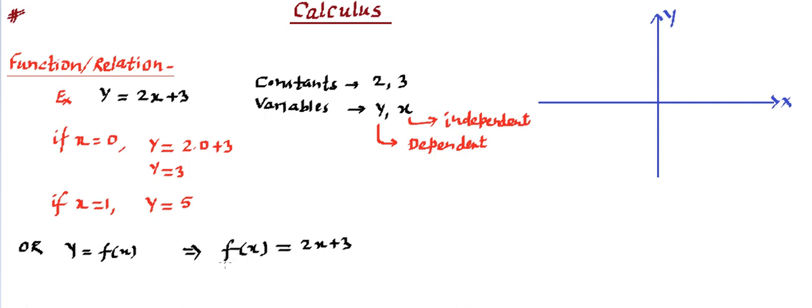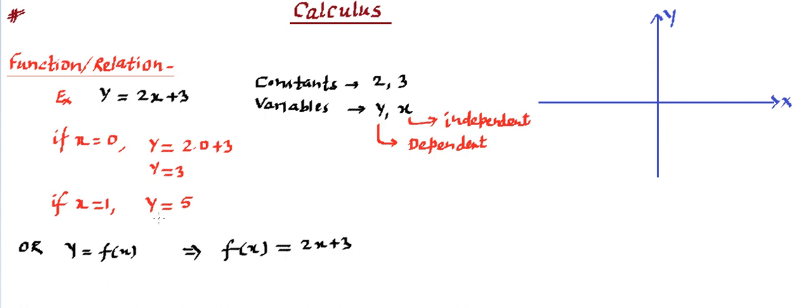So either we will be finding a relation like this or a function like this. f(x): f is for function. That is read as a function of x, and that function of x is 2x plus 3, right? Or you can write it as y is equal to 2x plus 3. Both are the same expression. That means we can write y is equal to f(x). That means y is a relation of x or function of x.